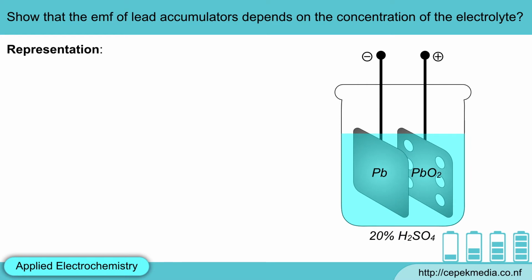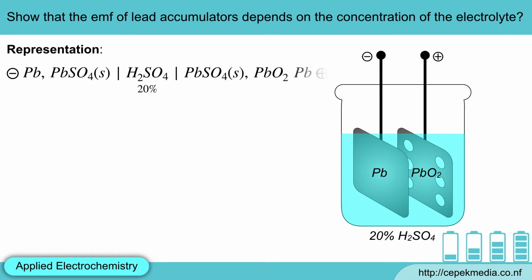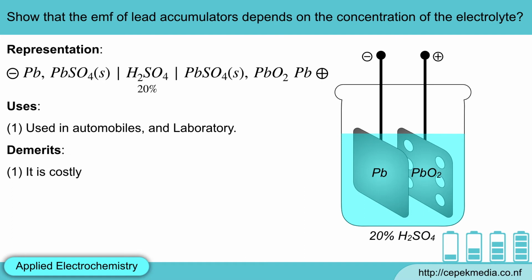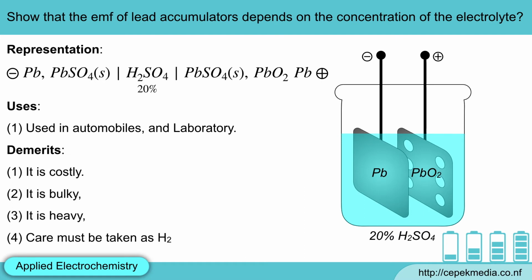And this cell can be represented as: negative, lead, lead sulfate solid, in contact with 20% sulfuric acid, in contact with lead sulfate solid, lead oxide and lead, positive. The main use of lead acid battery is in automobiles and in laboratories. This cell has several demerits or disadvantages, like it is costly, it is bulky, it is heavy, and care must be taken because sulfuric acid is used.